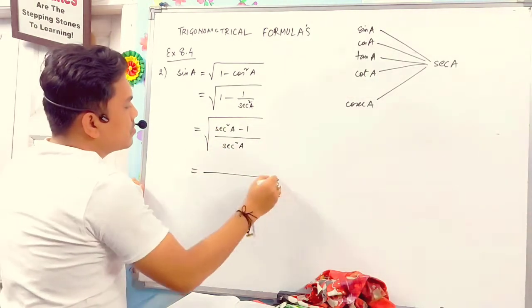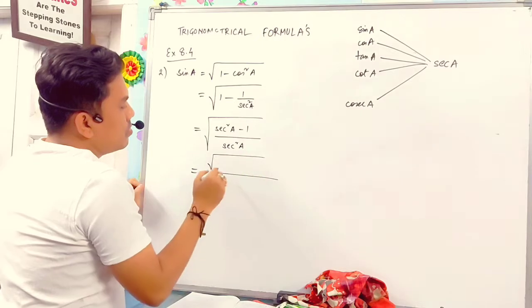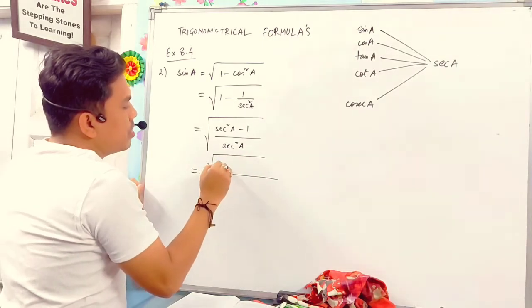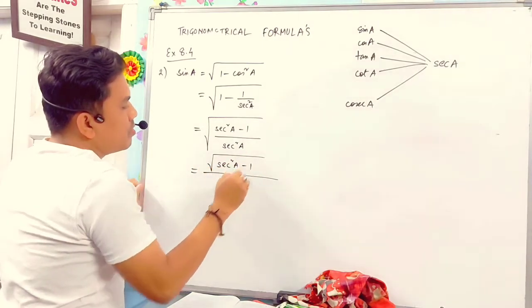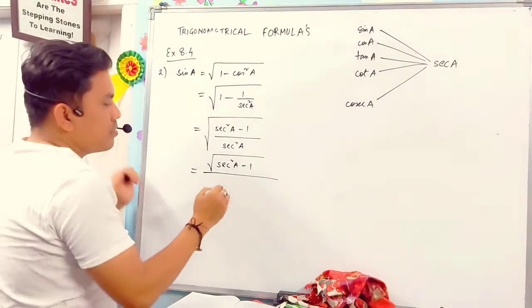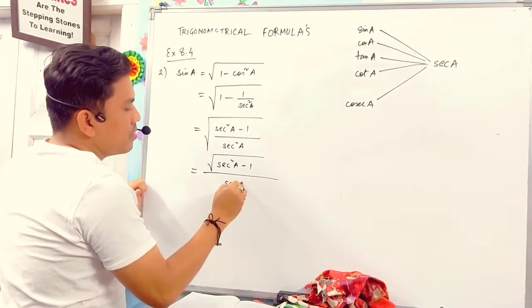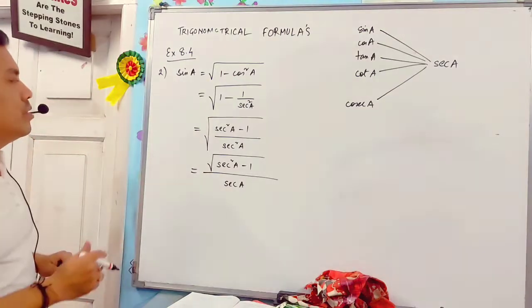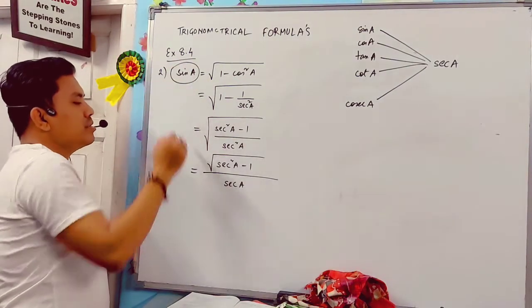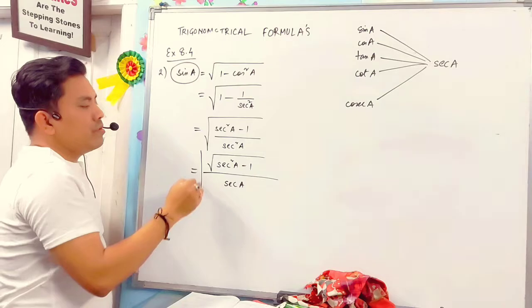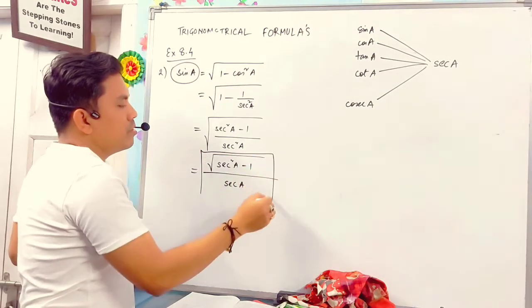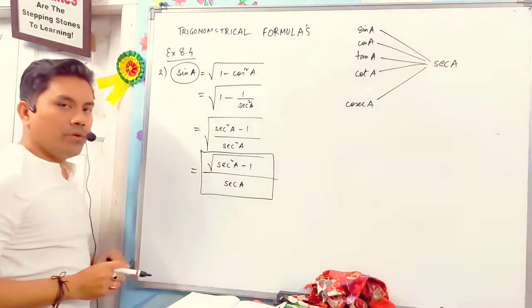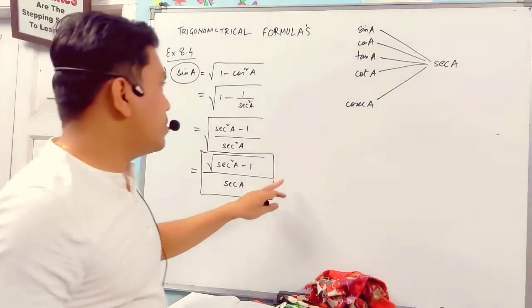Now let us remove the root from the denominator, and in the numerator we have to write as it is. Sec square A can be written as sec A. So here we will leave it. Okay, so from sin A, from this ratio we have converted to sec A. Alright. Now let's do the next one.